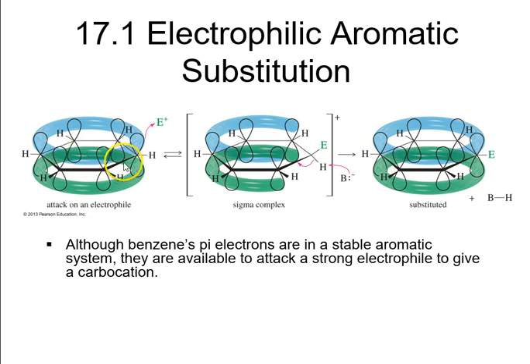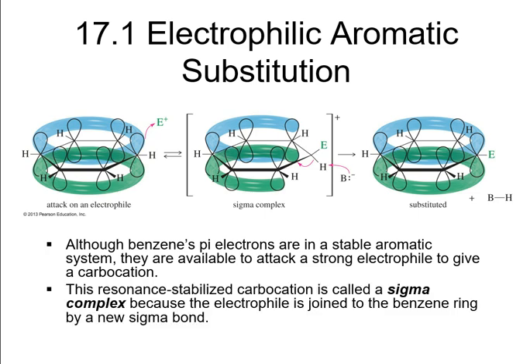Now, in order for the aromatic ring to break apart, this electrophile has to be very reactive. If it is not reactive, we've got to make it reactive so that we can lower the activation energy for the reaction. This resonance stabilized carbocation is called a sigma complex because the electrophile is joined to the benzene ring by a new sigma bond.